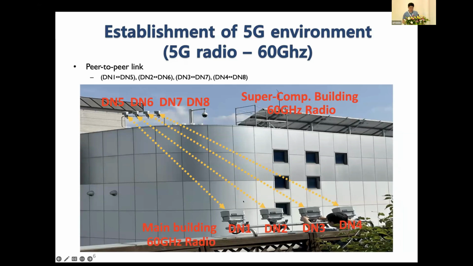This is the installation of 8 APs: 4 are in the supercomputer building, and 4 are in the main building. This configuration makes 4 wireless links between the two buildings. And the 60 gigahertz radio wave has similar features to laser or light. It propagates through the air in a straight manner. The interference is not significant, it's very small. This is the reason they can be installed closely.